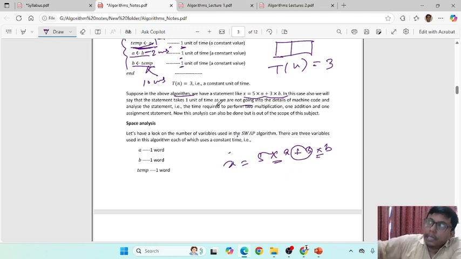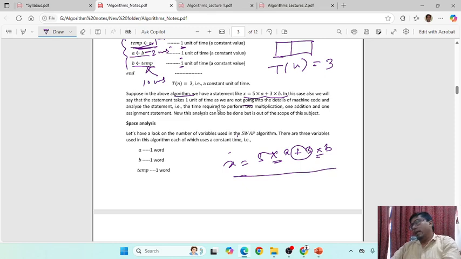So if we are not considering the complexity of the machine language code, then this particular statement will take a constant unit of time. Why will this take a constant unit of time? You see, the multiplication is being done with a and b as variables: a is multiplied with 5, and 3 is multiplied with b.